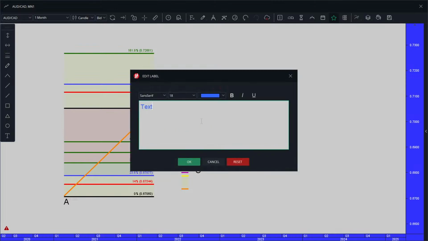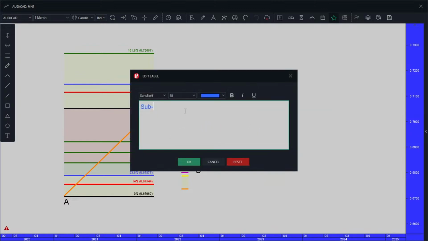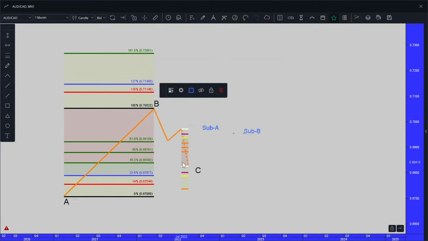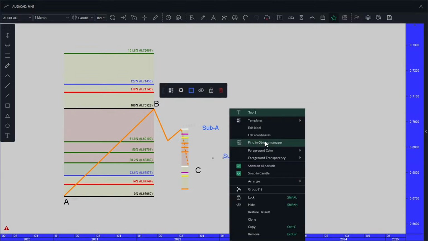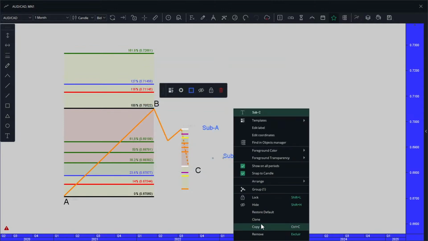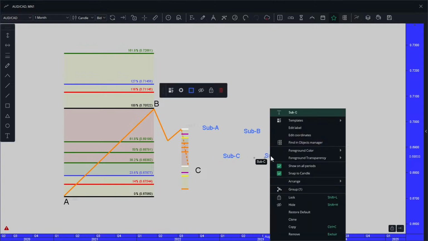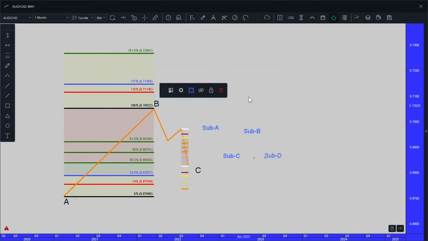Templates, edit label. So you have the sub A, and clone, and edit label. You have the sub B, and right click and clone, and then you're going to have the sub C, and lastly, one more time, clone. You are going to have the sub D. There you go.